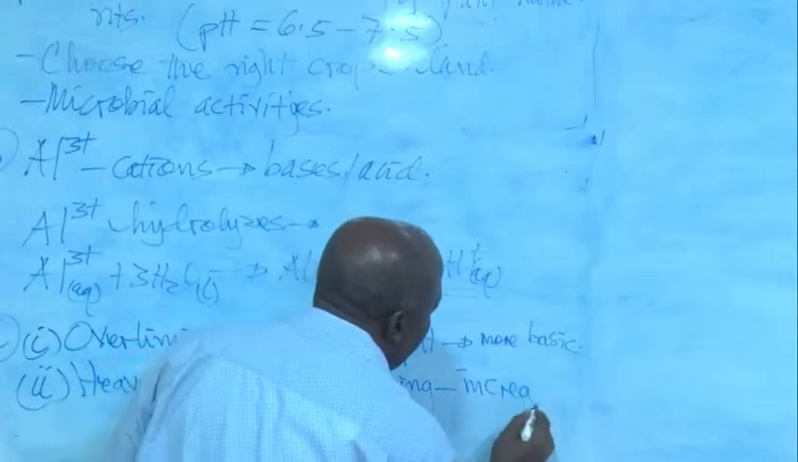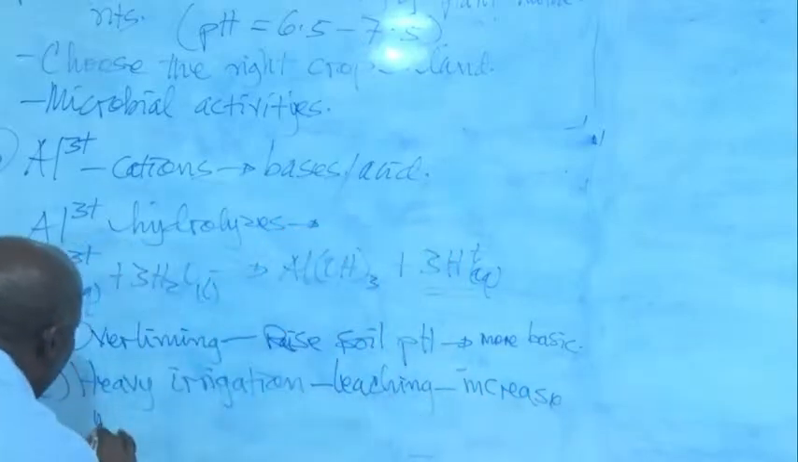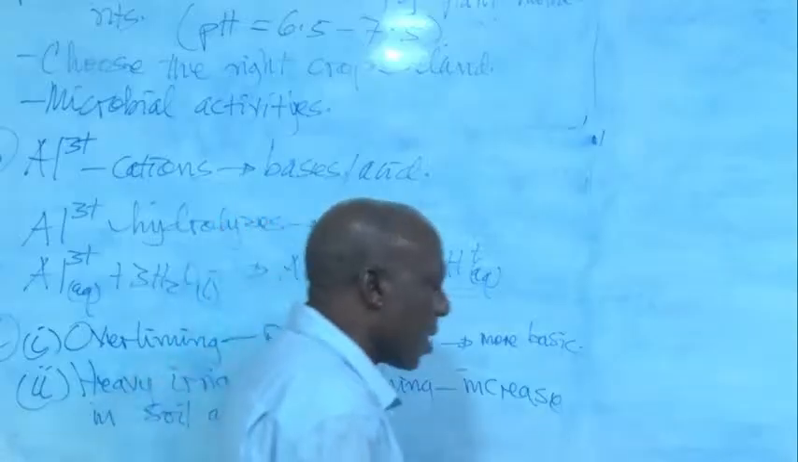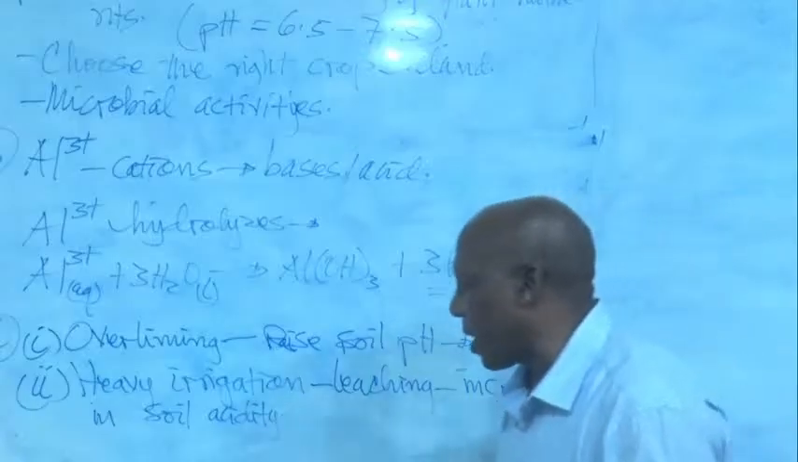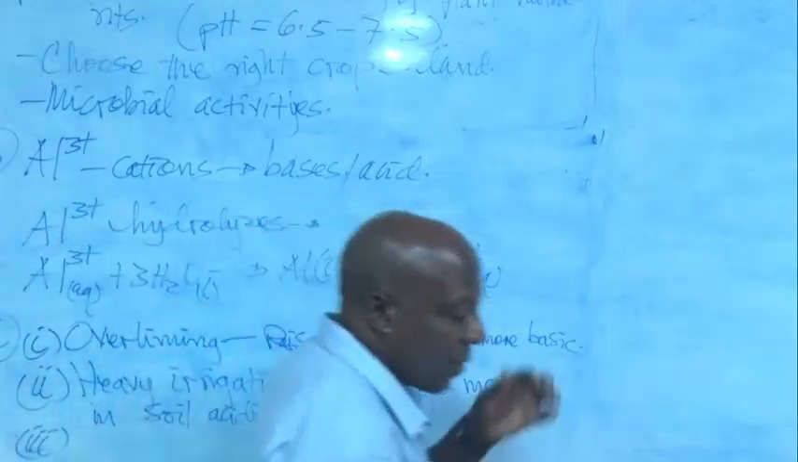So heavy irrigation leads to leaching, which will result in an increase in the soil acidity, because most of the bases will be taken deep in the soil. So on the top soil, where crops obtain their required nutrients, they will be less available. So this is another practice which can bring negative effects to soil. So this will increase the soil acidity.